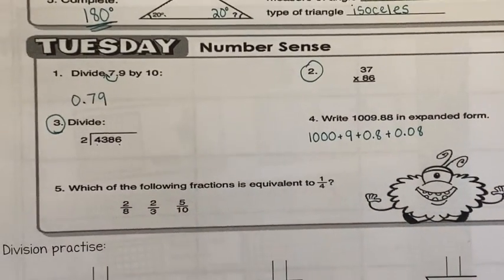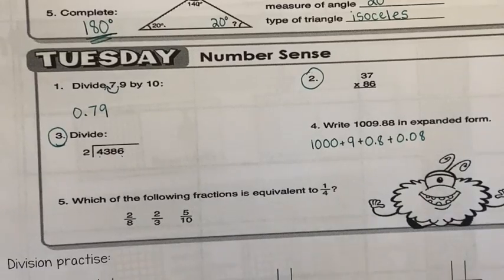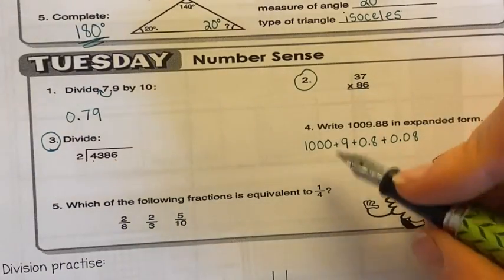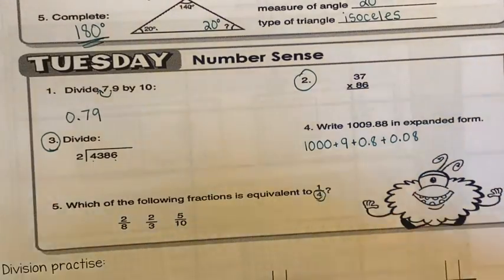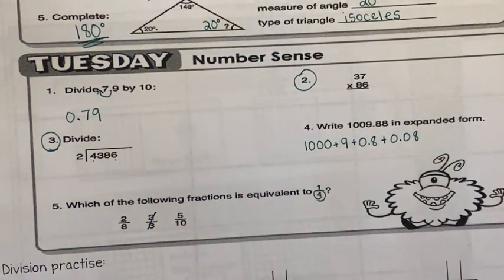Now, which of the following fractions is equivalent to a quarter? So for this, you guys, we've done a little bit of this where you're comparing fractions. We could draw them out. Now, you look, which one, it's going to be something with an even number on the bottom. So 2/3, it won't be 2/3. Okay, so it has to be something with an even number. So let's draw 2/8.